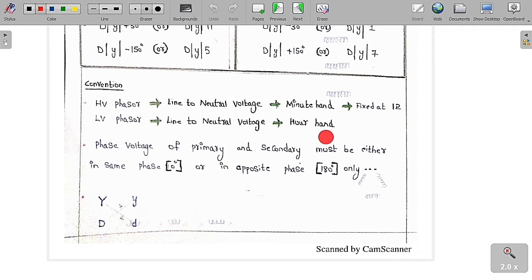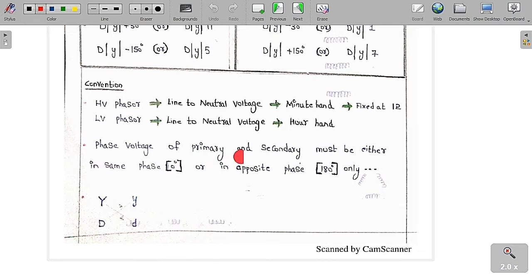So the high voltage phasor means the line to neutral voltage, represented by the minute hand, and we fix it at 12 o'clock. Whereas the low voltage phasor is also the line to neutral voltage, represented by the hour hand. It moves as per the convention and the requirement.